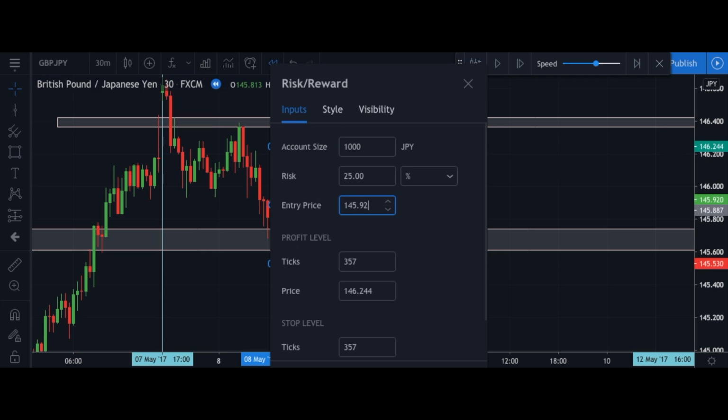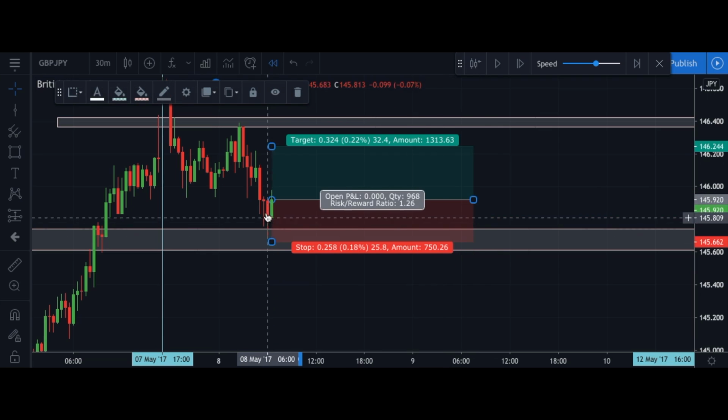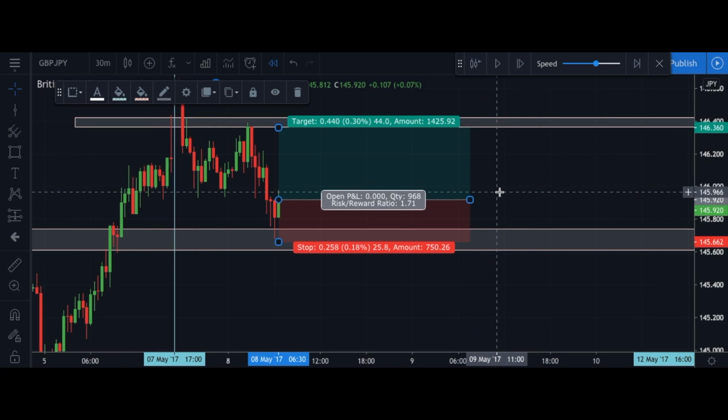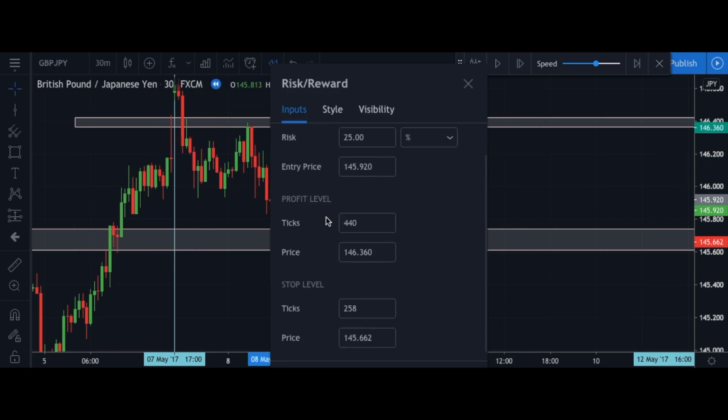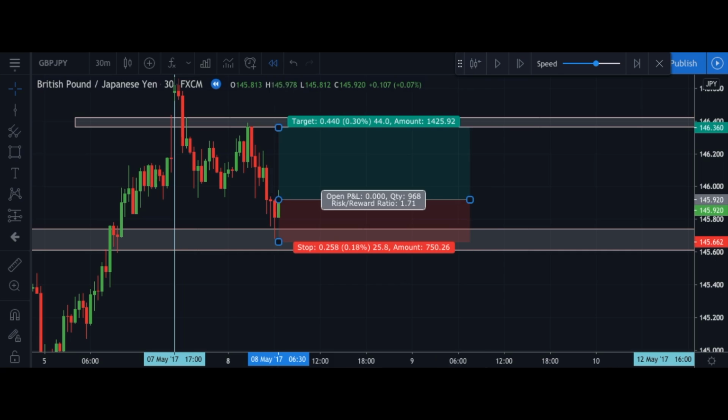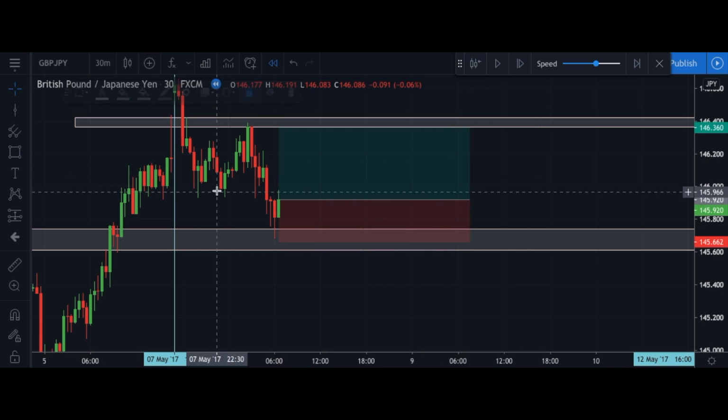So I'm going to just map that out. 145.920. So I want my stop loss to be under the low of this candle. It's 25 pips, and then I want my take profit to be just at the top of this zone. So as you can see, it's about a 1 to almost 2, 1 to 2 risk to reward. And as you can see, if we double click, my profit is at 146.360. My stop loss is at 145.662. And from there, I just see what happens.